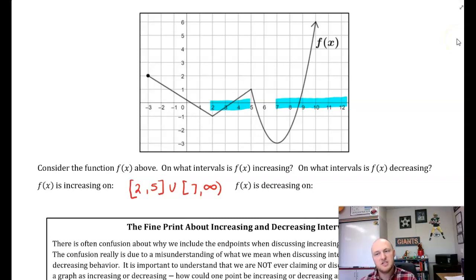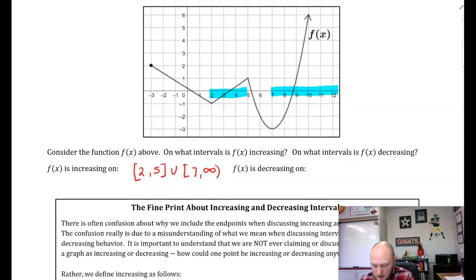All right, now where is the function decreasing? Well, a function is decreasing when it is moving down from left to right. So looking at this function, I know the graph is decreasing from -3 to 2, and I'll include those values, union from 5 to 7. Okay, and so those are where our graph is increasing and where it is decreasing, where it's moving down.